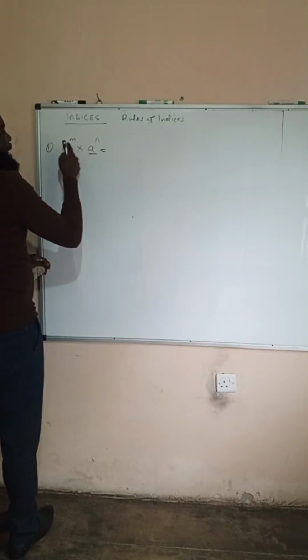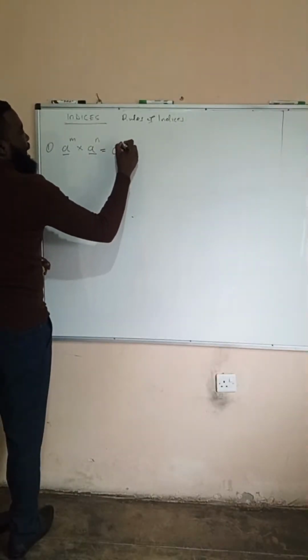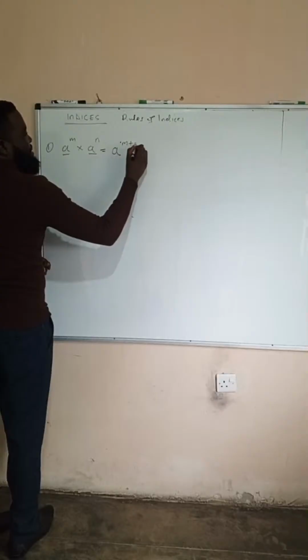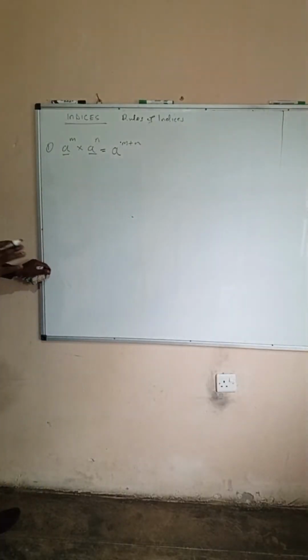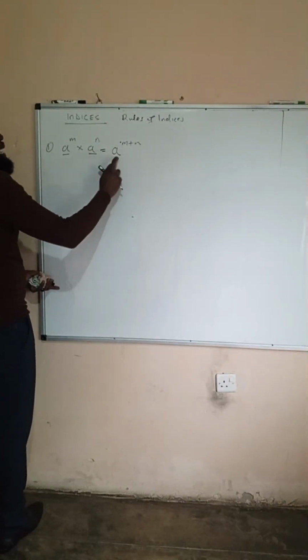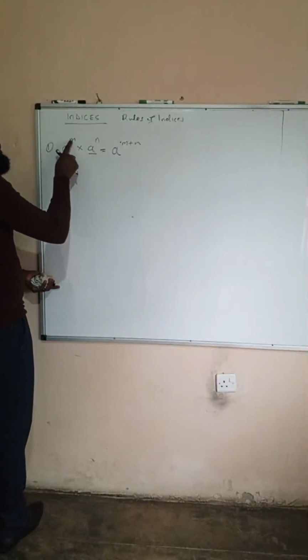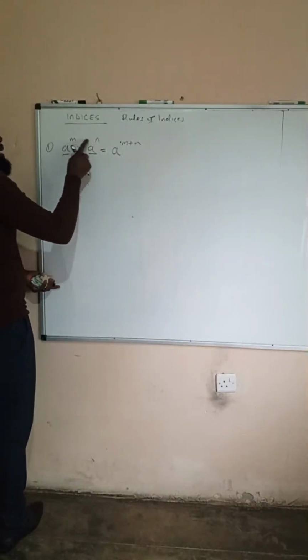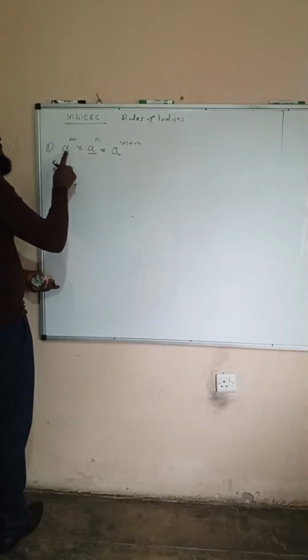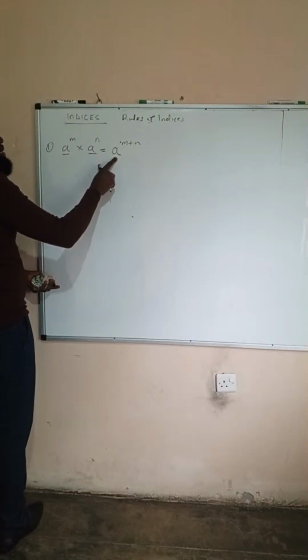These two powers, m and n, are supposed to be added. So you maintain the base and add the powers. That is the first rule. If the bases are the same, maintain the base, add the powers. When you are multiplying powers m and n having the same base, simply add the powers and maintain the base.